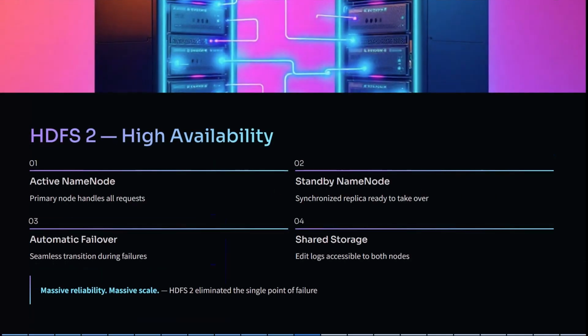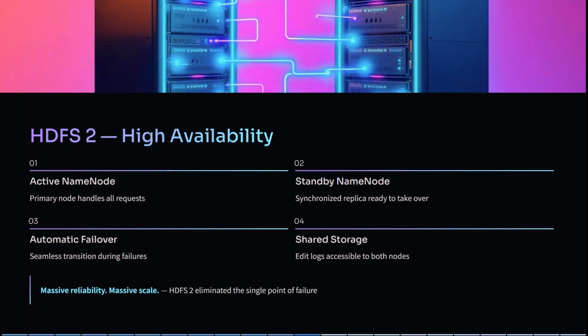HDFS version 2 fixed this problem. It introduced an active NameNode and a standby NameNode. If the active one failed, the standby one took over automatically. This made Hadoop much more reliable and stable.